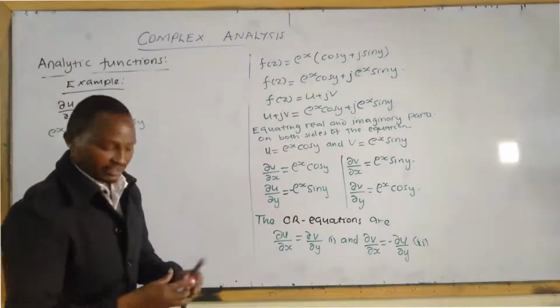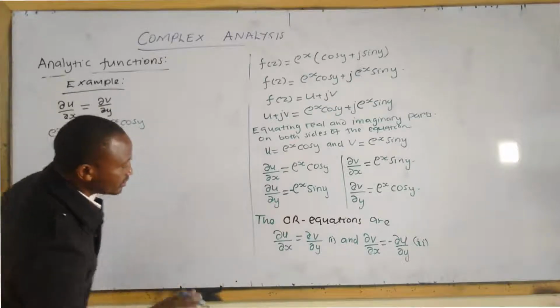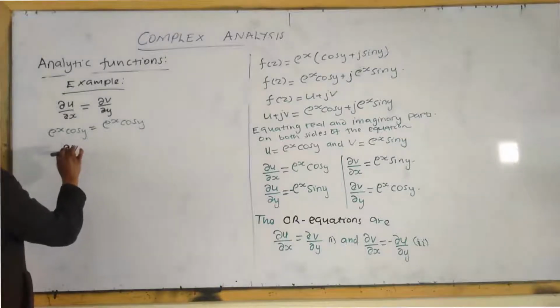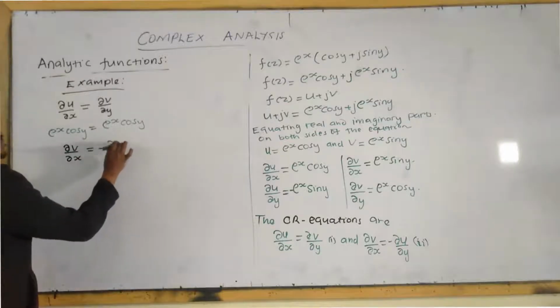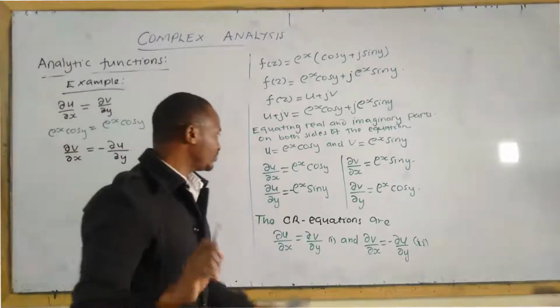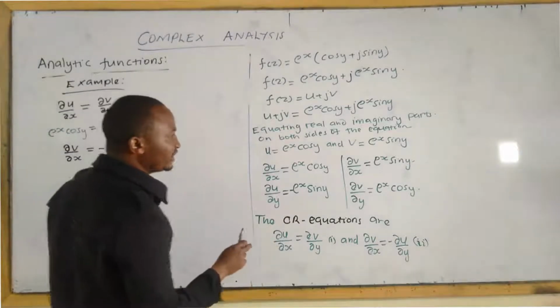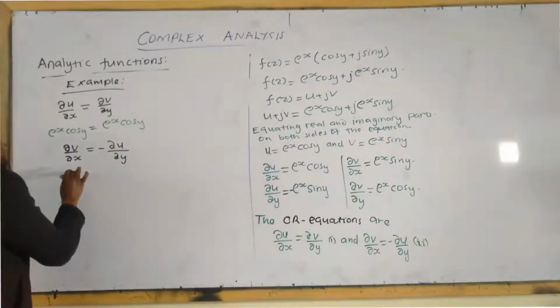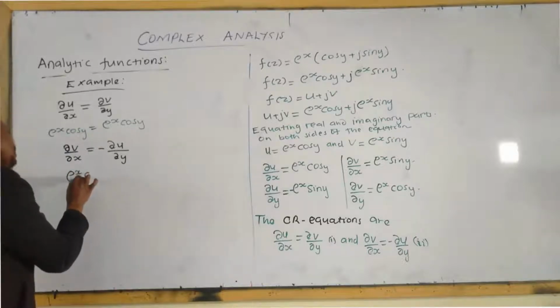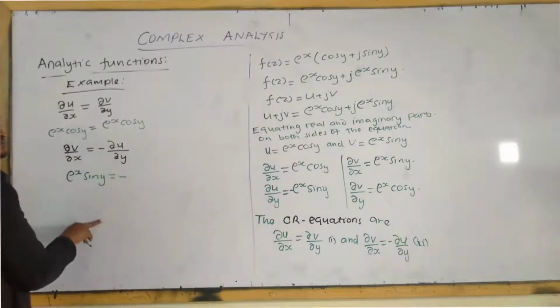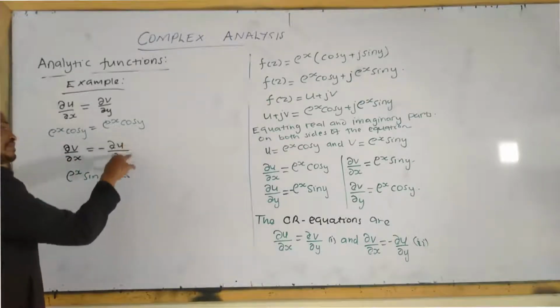Let us take the second Cauchy-Riemann equation, equation 1. Partial derivative of v with respect to x is equal to negative partial derivative of u with respect to y. Let us see whether that one will be true. Partial derivative of v with respect to x is exponential x sin y, which should be equal to a negative times partial derivative of u with respect to y.